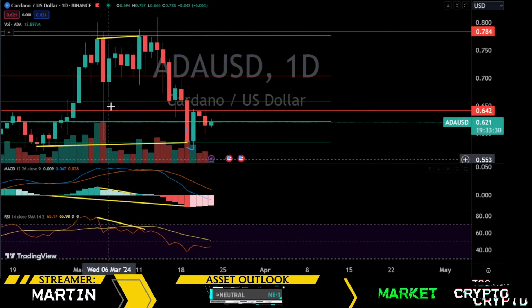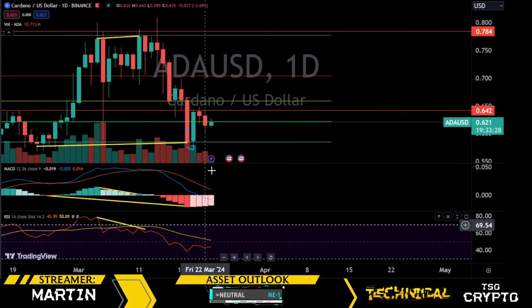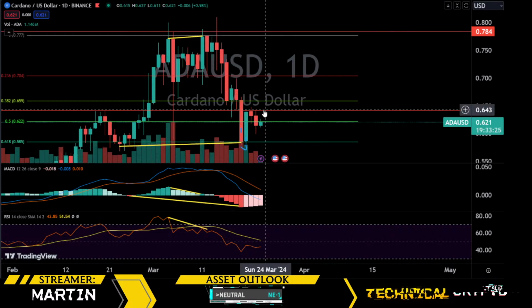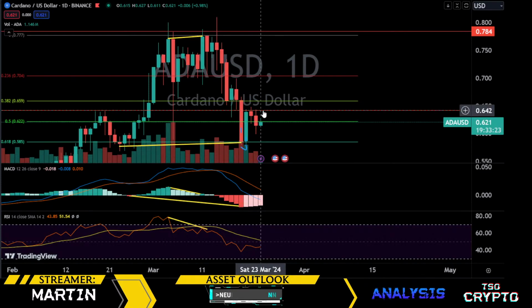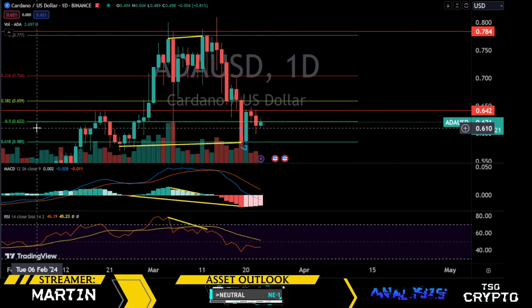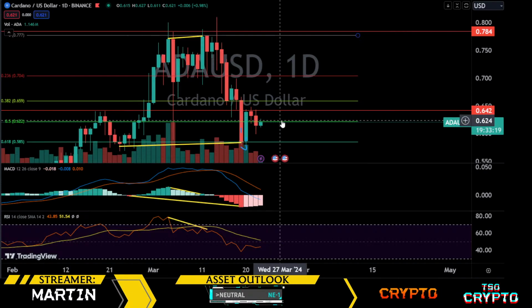All right, so ADA, nothing happening on the daily. Still have the hidden bullish at support. Came back up, hit the zone here at 64. That's fine. Broke below the 50% retrace. Not good. We're right now facing it as a resistance. Definitely going to try to take that. We'll see.